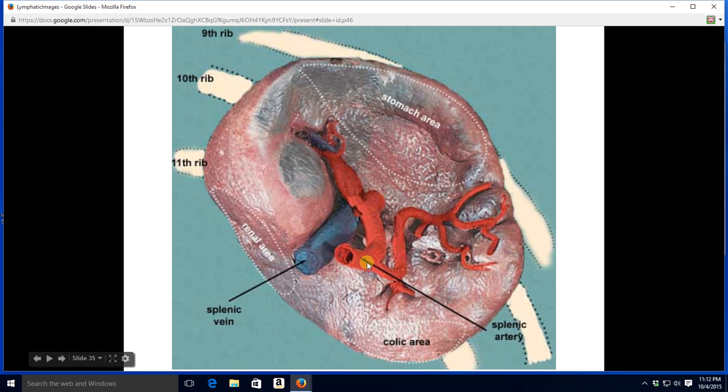Now, here's our splenic vein, splenic artery. Of course, you should think about which would contain cleaner blood, which would contain blood with fewer ugly red blood cells. And notice the ribs are protecting it. Notice the spleen is kind of punched by the stomach, the kidney, and the colon.